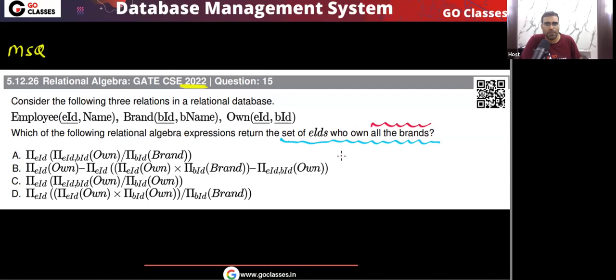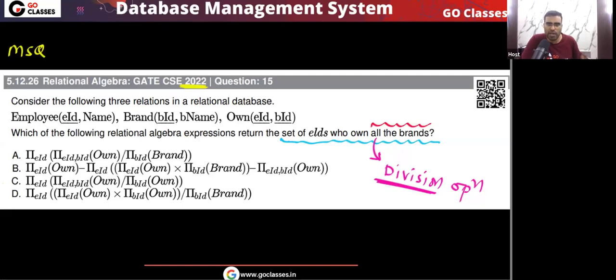Tell me one thing. When you see this keyword all, what comes to your mind? We want those employees who own all the brands. When you see this word all, division operation should come to your mind. Division operation must come to your mind. So very simple point. Now let's do this.